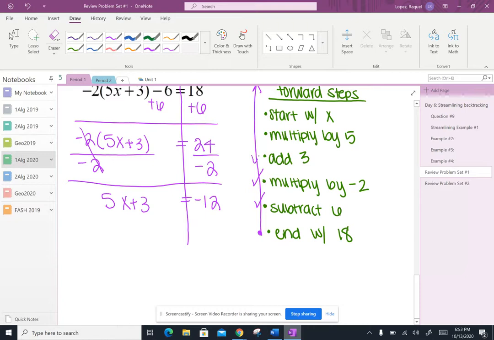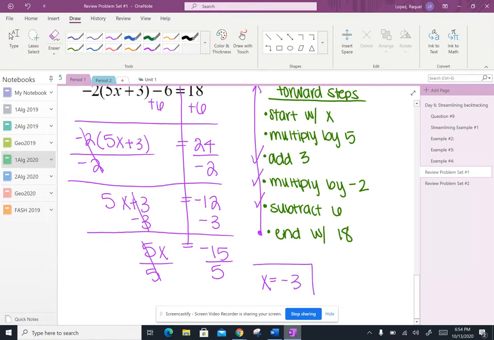Okay, the next thing I want to do is subtract 3 on both sides. So I get -12 minus 3. -12 minus 3 is going to be -15 because we're going to get more negative. And then the last thing I want to do is divide both sides by 5. So I get negative 15 divided by 5, and that gives me negative 3, and that's my answer.